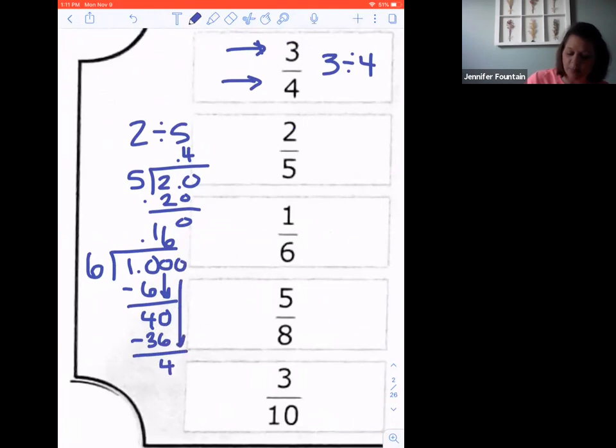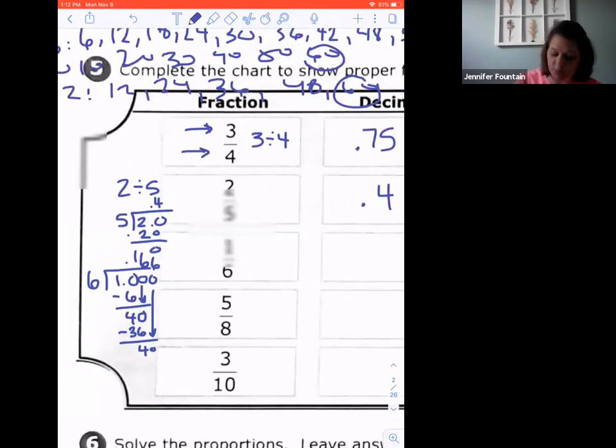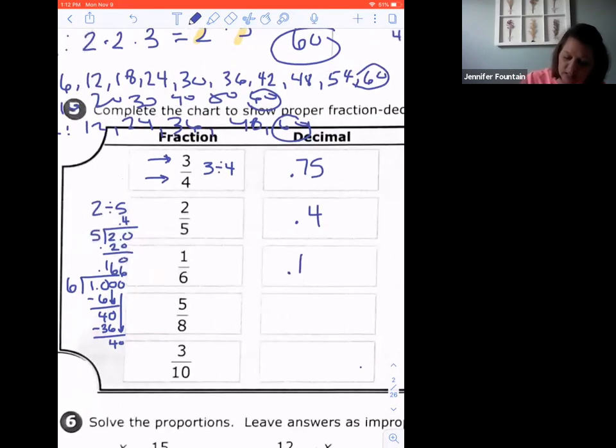I'm starting to see a pattern here, okay? So again, I can see that my repeating digit is only going to be the 6. So when I write this as a decimal, I'm going to have decimal 1/6, but I'm only going to write my repeating bar over the number that repeats, and that is the 6. The 1 is not repeating, just the 6. Okay.